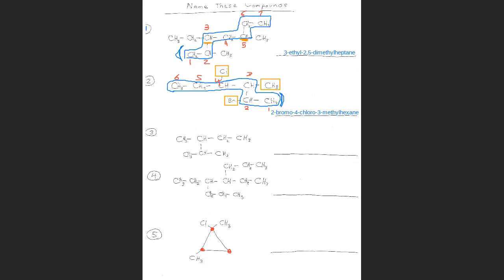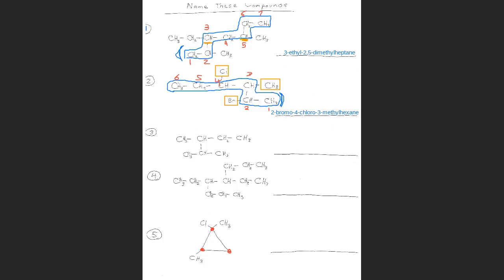Since a ring is a ring, it doesn't have an end per se, so you can actually start numbering it from any point in the ring. Typically, you're going to start numbering from a carbon that has a substituent, a branch. But you're also going to number in the direction that's going to give you the lowest numbers for your branches.